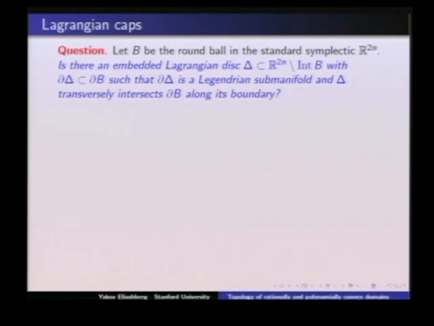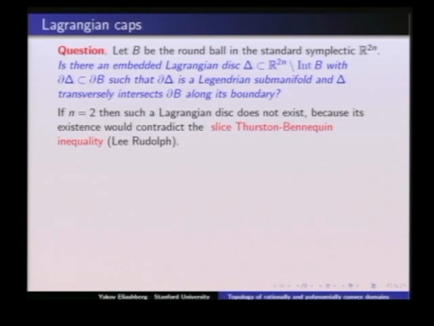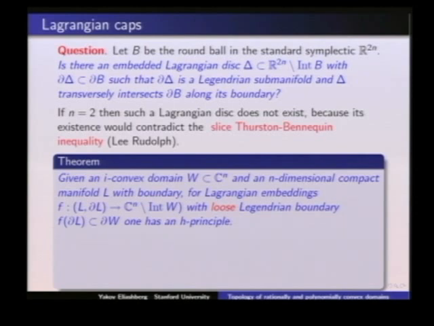You can prove that in dimension four, like complex dimension two, it cannot exist because it would violate the so-called slice-Bennequin inequality. But it turns out, and this is our joint theorem with Murphy, that in any dimension greater than real dimension four, for embeddings of Lagrangian L in C^n minus V, if the boundary in the boundary of the domain is loose, then you have an h-principle.